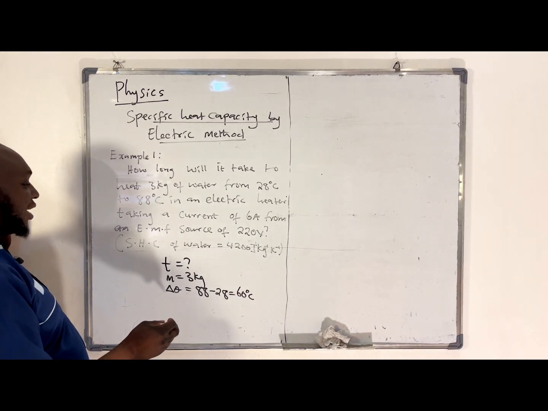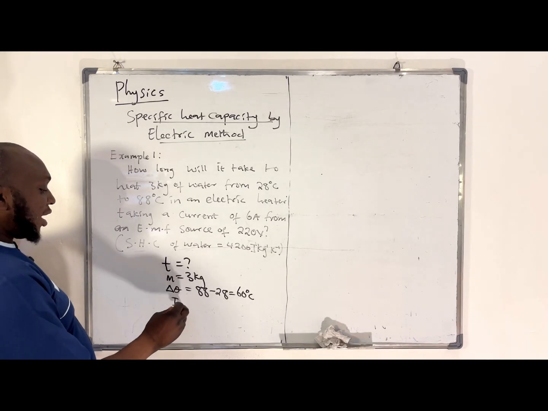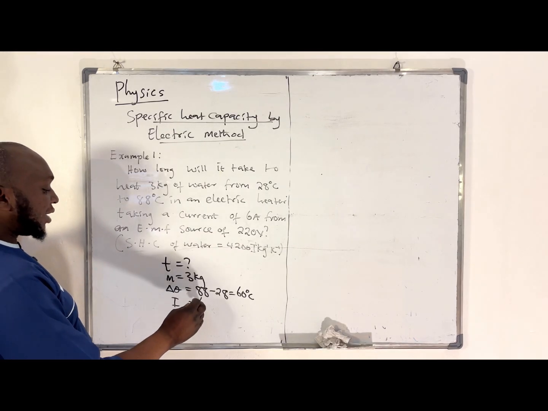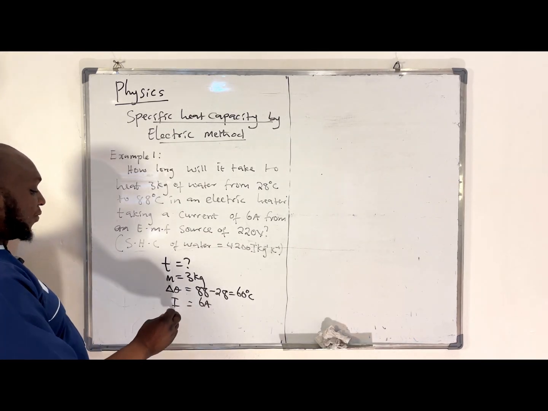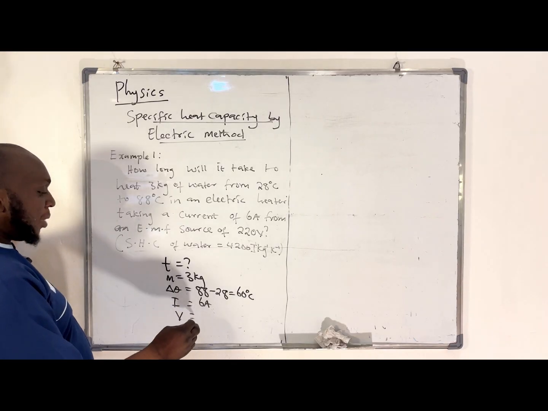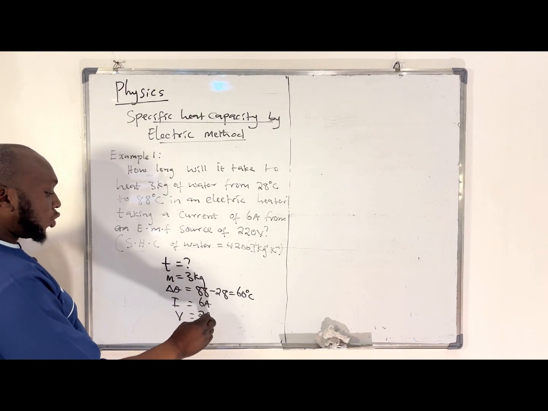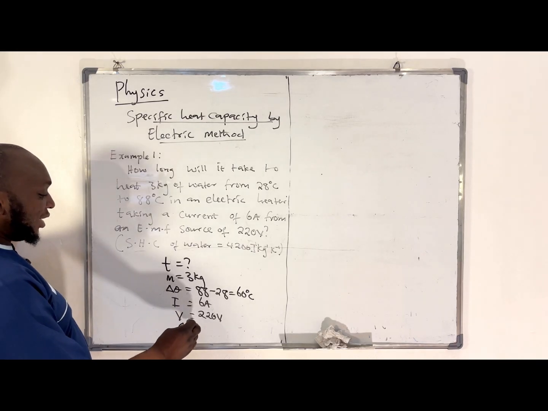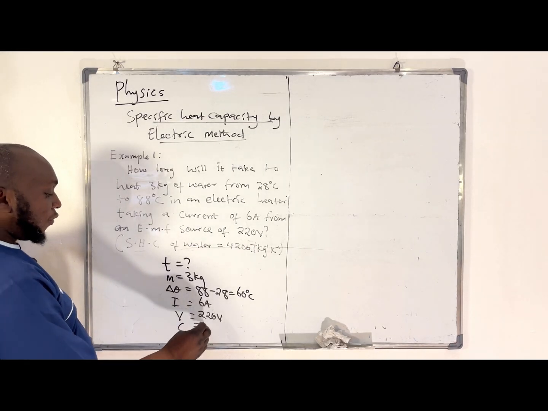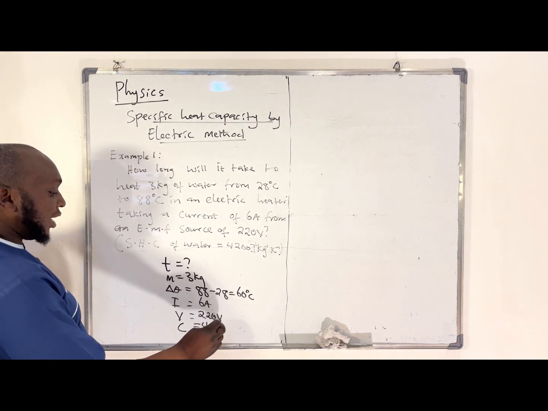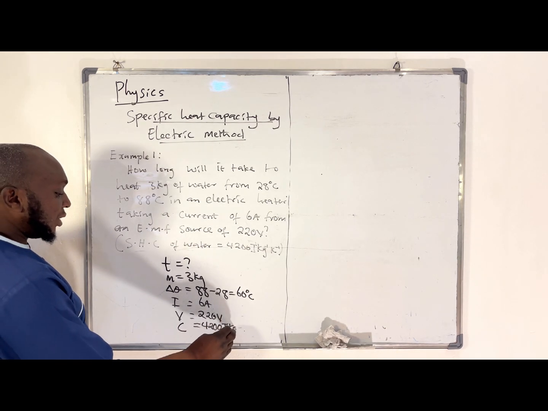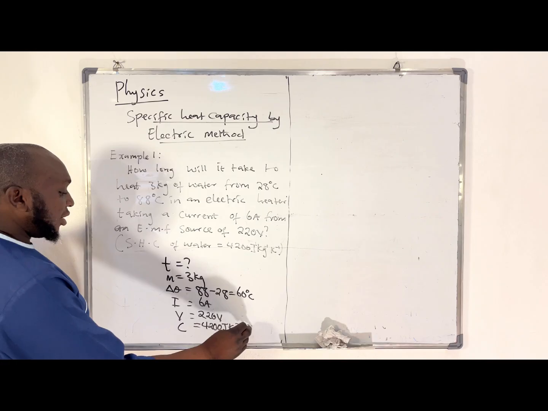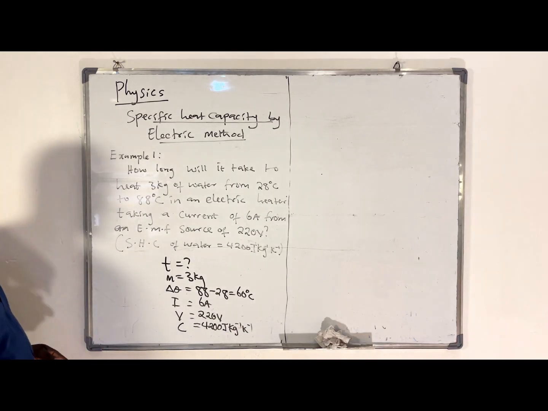In an electric heater, taking the current. Current I is 6 ampere, and voltage, which is the EMF source, is 220 volt. Now we have specific heat capacity C equal to 4,200 joule per kilogram per Kelvin. This is the necessary data we have.